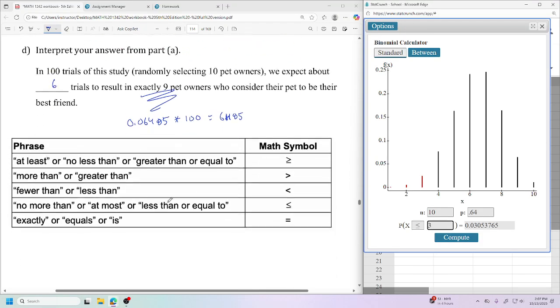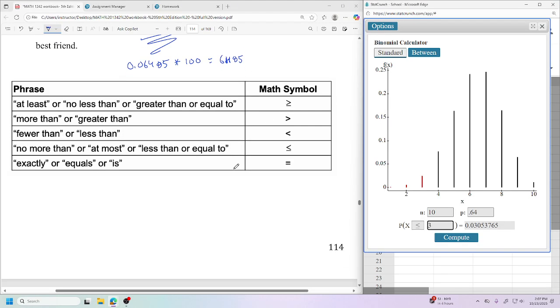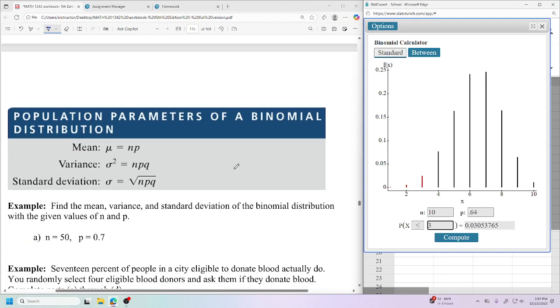Okay, so these are just some reminders: fewer, greater, at least, more than, that kind of thing. They're just there as reminders. I didn't really use them.